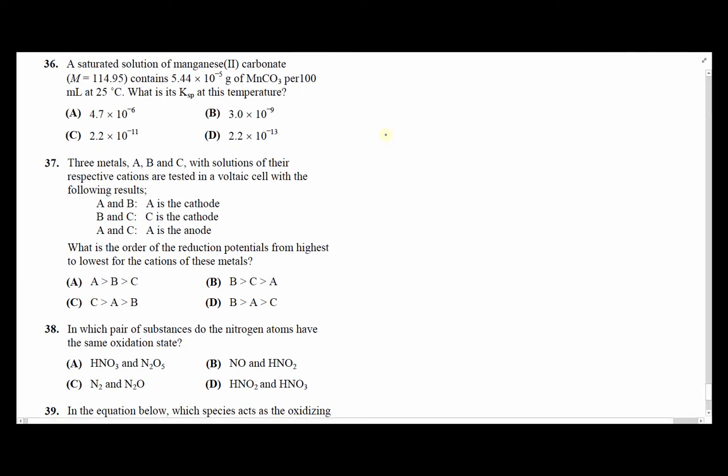Number 36. A saturated solution of manganese carbonate contains 13 grams of manganese carbonate per 100 milliliter at 25 Celsius. What is its Ksp at this temperature? Let's write the dissociation reaction.